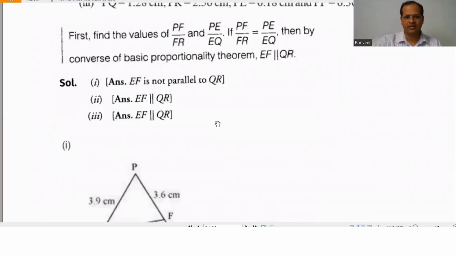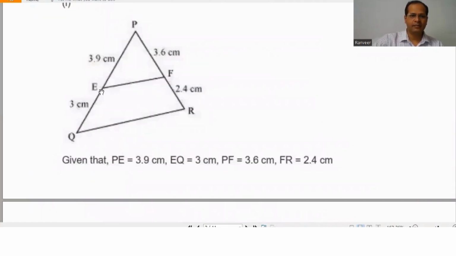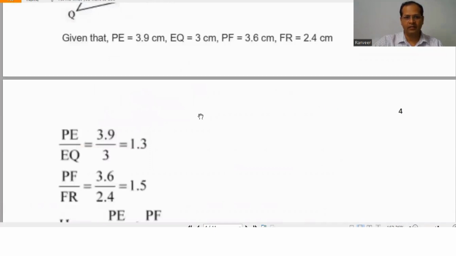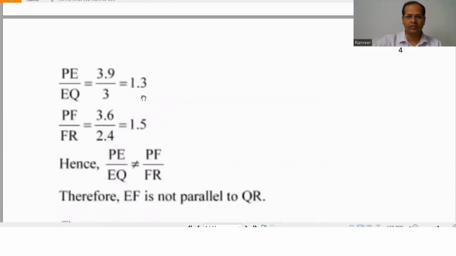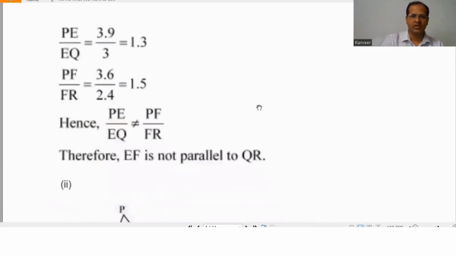So in the first diagram, it is given PE and EQ, PF and FR. So we will take PE by EQ and PF by FR. PE by EQ is 1.5 by 3.5, and PF by FR is equal to 1.5 by something different. So this ratio is not equal, so it is not parallel.